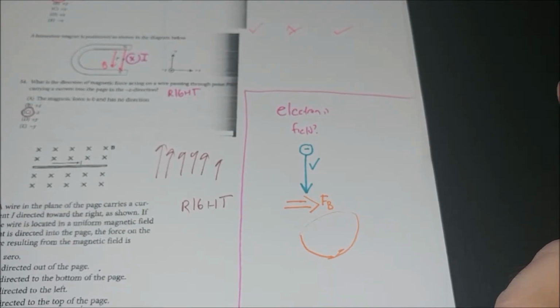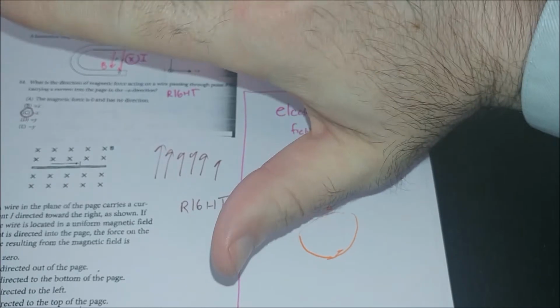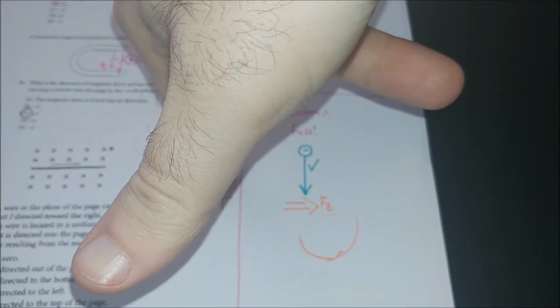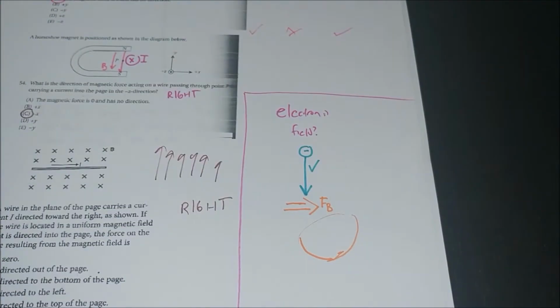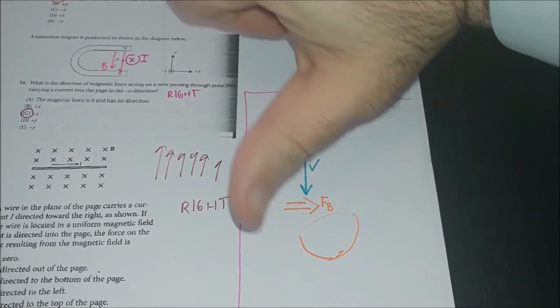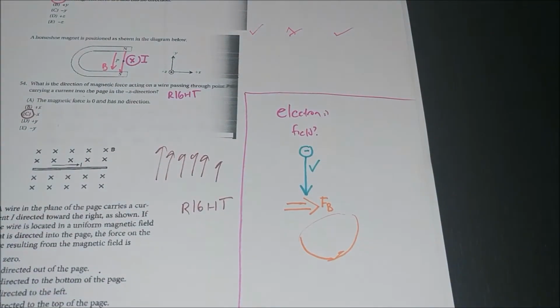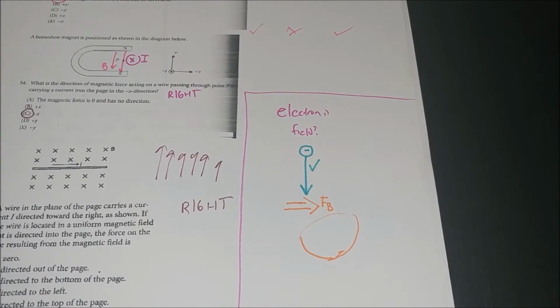So evaluate me for a second. I'm going to take my hand, thumb that way, force that way, and I have my field going in. Please take a moment and pause and figure out what is wrong with that. Again, thumb going down, middle finger to the right, index finger in. What is wrong with that? Pause. Did you figure it out?